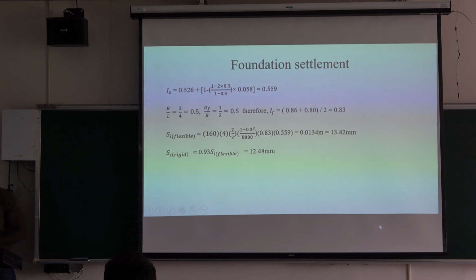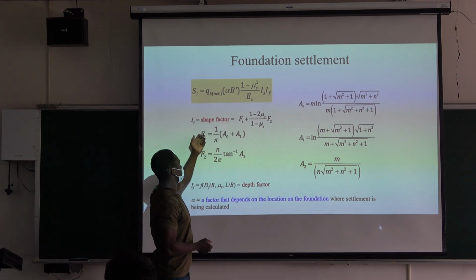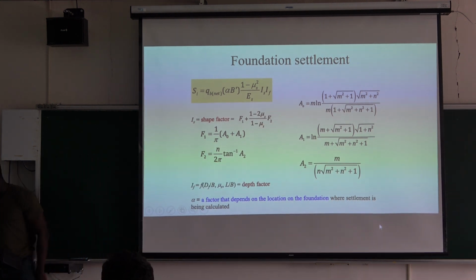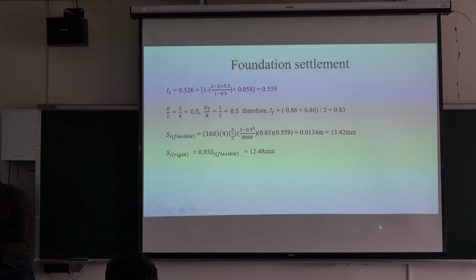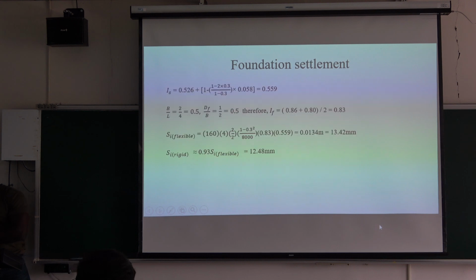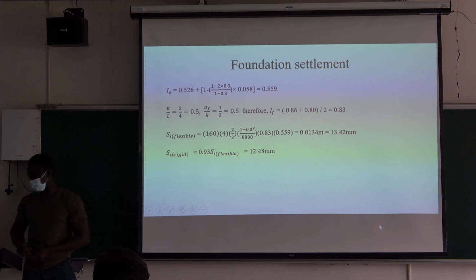Okay, so once we know those values, we can find the I sub s. So the I sub s, this is how we calculate it, right? Here. So we already know this and this. And this one is already given, so we only substitute and then find the I sub s. Okay, so we know our b over l is 0.5, b over b is 0.5. We go back to this table and then find the I sub f. So we get that value here, right? Because it's in between two values, it's not exact.